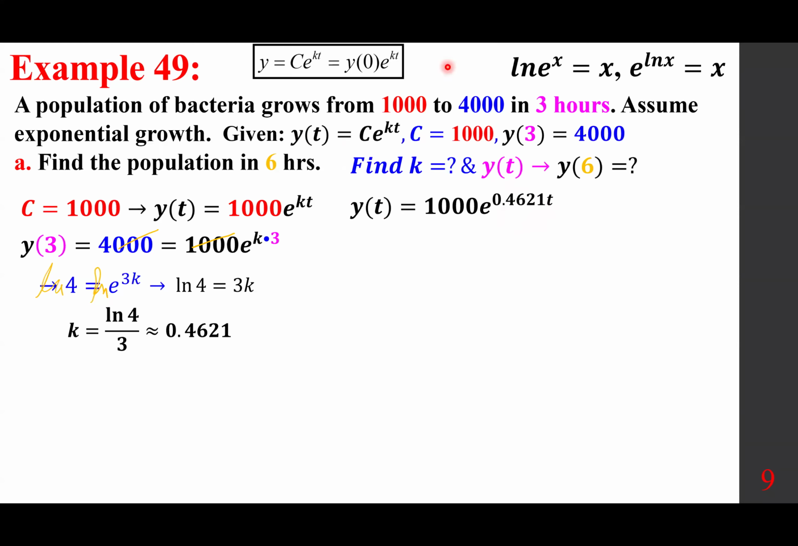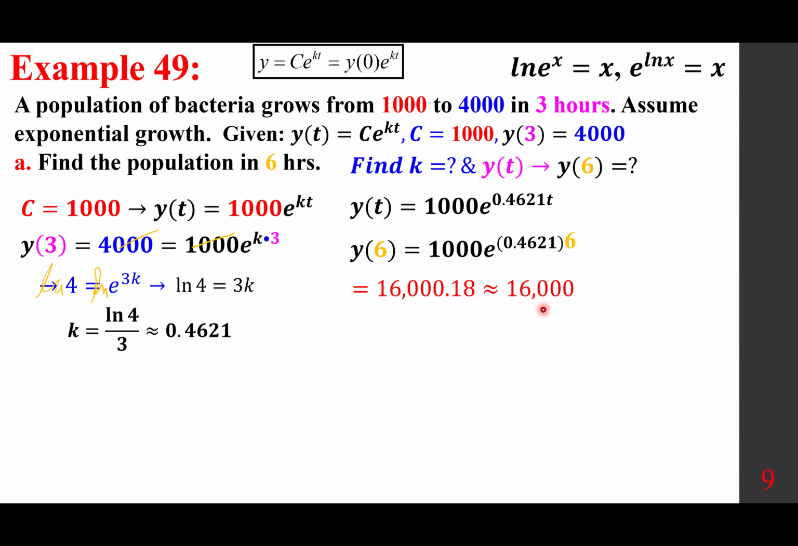And so what is y of 6? Then replace the t with 6. Putting it into a calculator gives us a number. And because we are dealing with the number of bacteria, we're going to round it accordingly. So this one becomes 16,000 because we are looking at the number of bacteria. Again, number of bacteria versus number of bacteria per unit of time, that's different. That one, you don't have to do that.